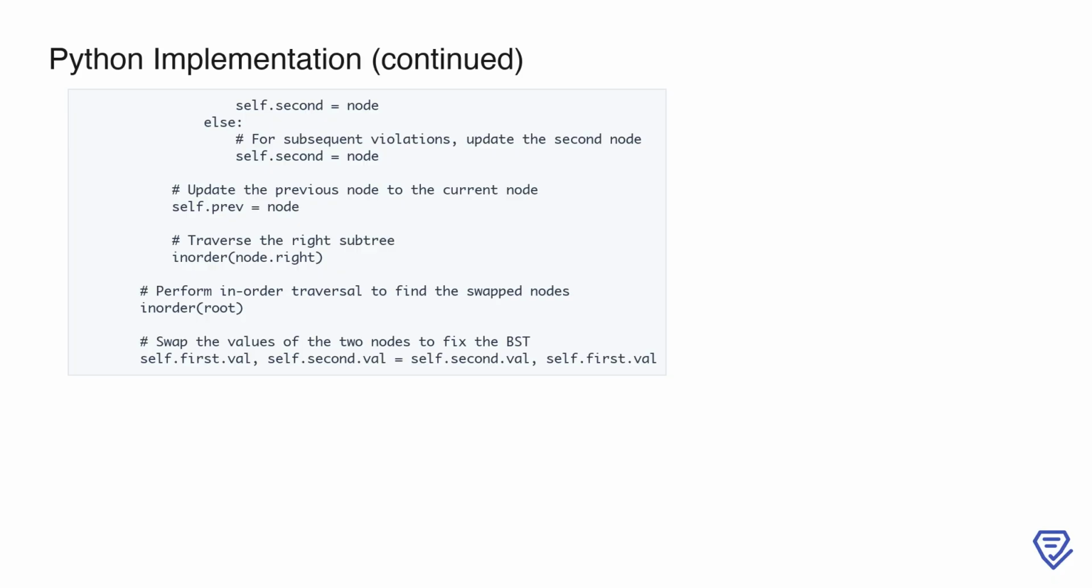If a subsequent violation occurs, we update only the second node to the current node because it represents the most recent anomaly. After handling the violation, we update previous to the current node and then proceed to traverse the right subtree. Once the traversal is complete, the first and second nodes will represent the two swapped nodes. Finally, we restore the BST by swapping the values of these two nodes, effectively fixing the tree. This approach ensures that the BST is corrected in a time-efficient manner without requiring additional space for storing the nodes.